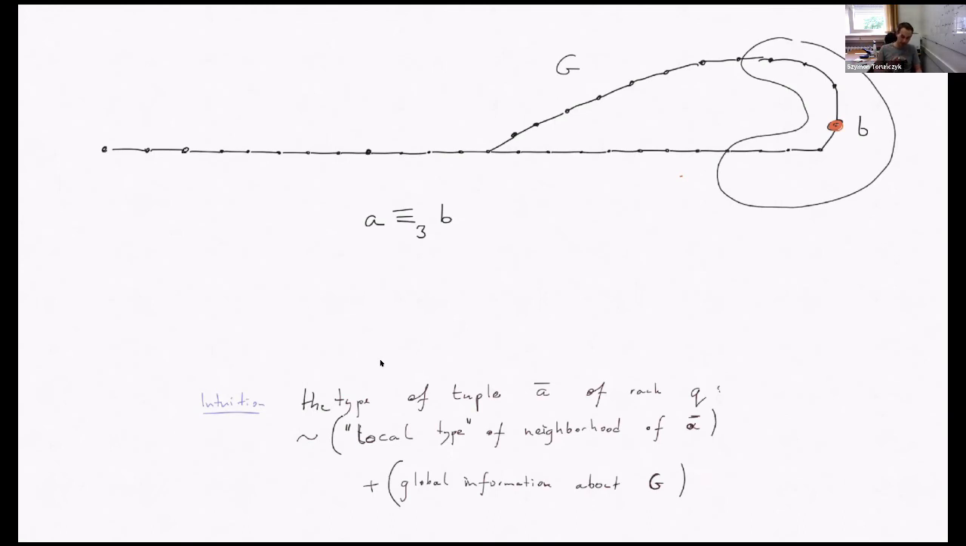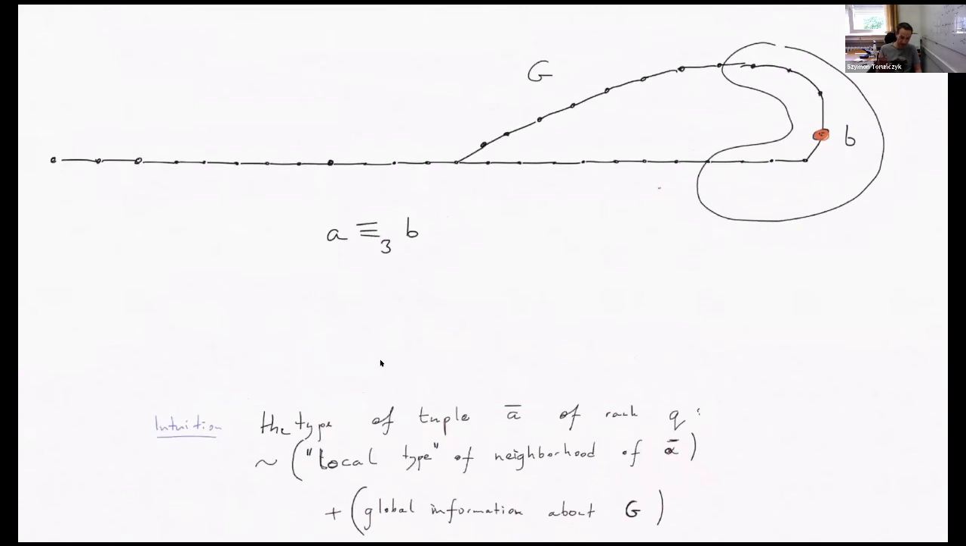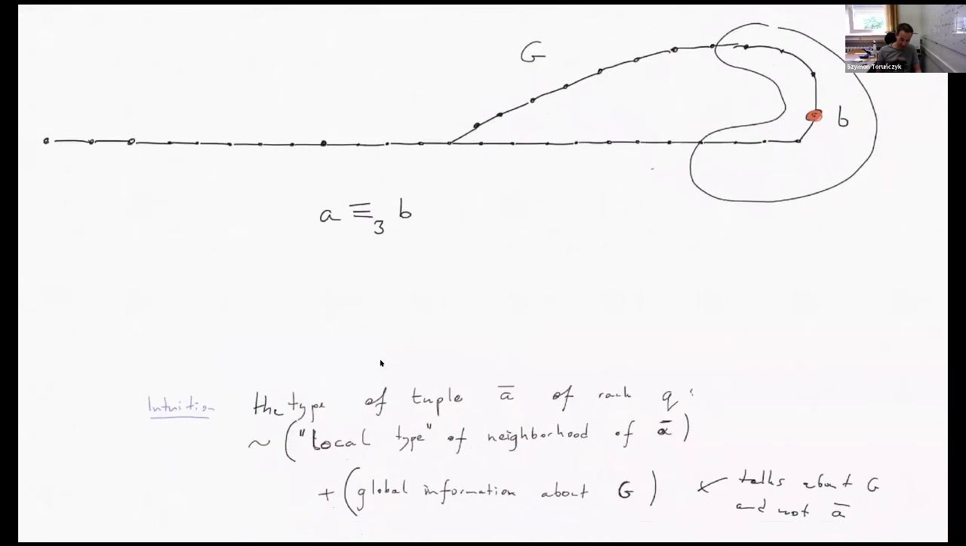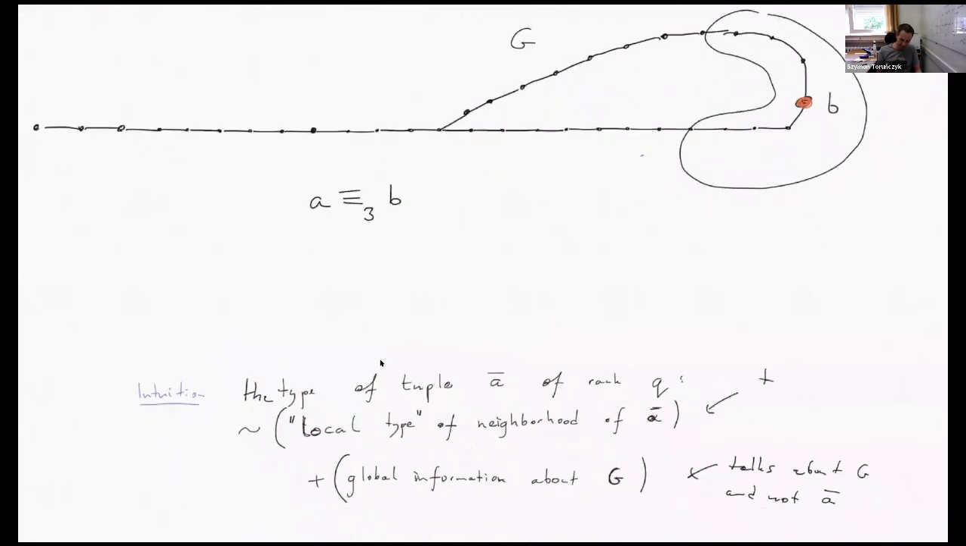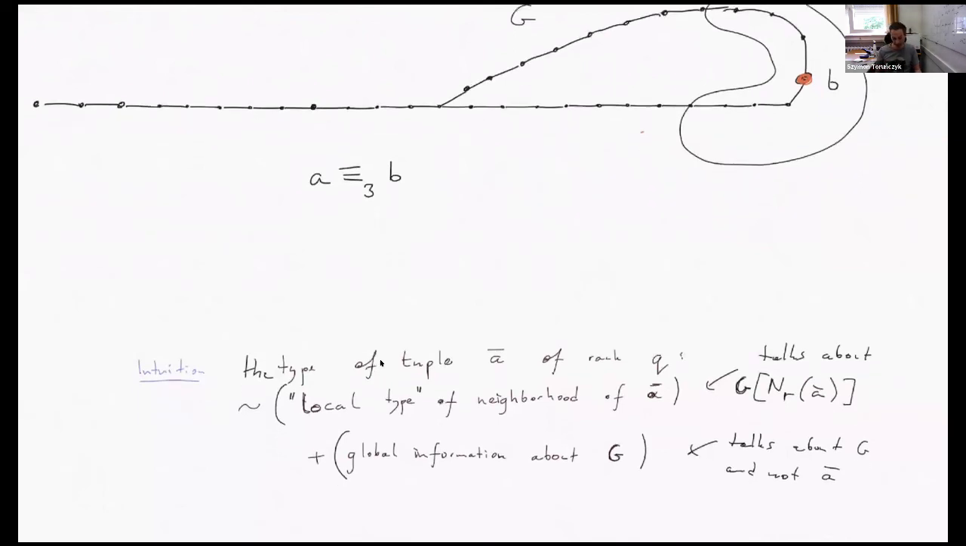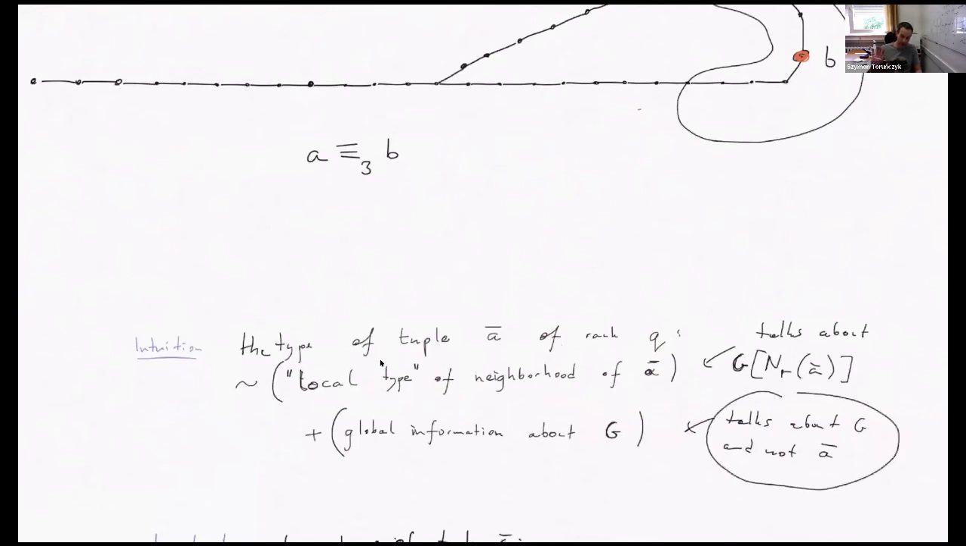But in general, the global type doesn't distinguish the tuple anymore. It talks only about the graph G. So this talks about G and not the tuple A in particular, and the local type, intuitively, it talks about the neighborhood of some fixed radius around the tuple in the graph. So the subgraph induced by this neighborhood. So this part talks about some local properties around the vertices in the tuple A, while this one ignores the vertices A whatsoever and only talks about the whole graph.